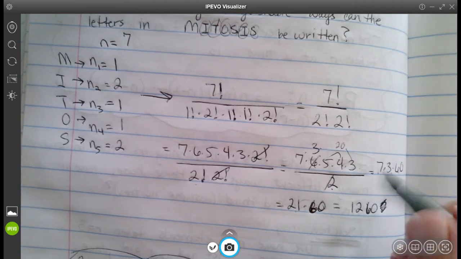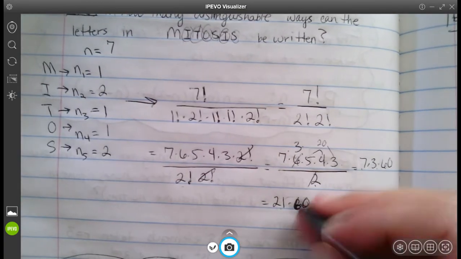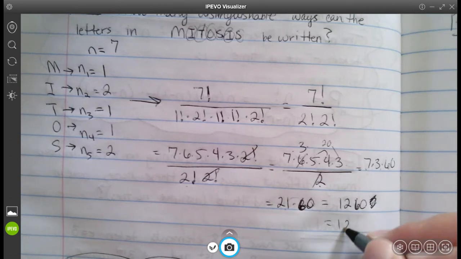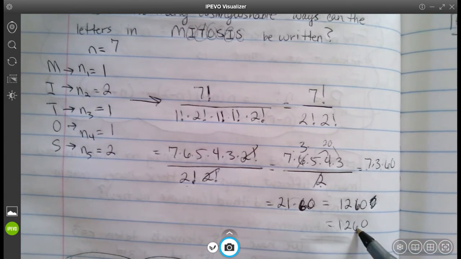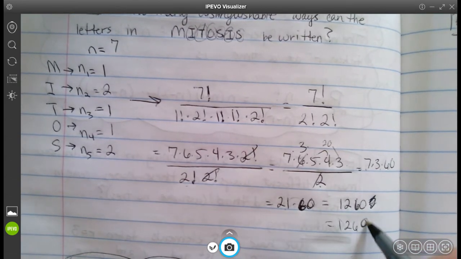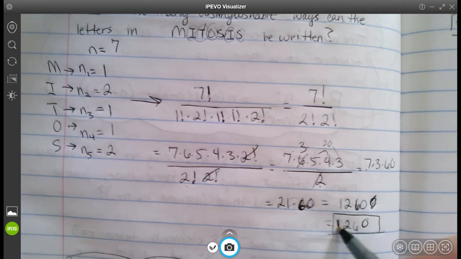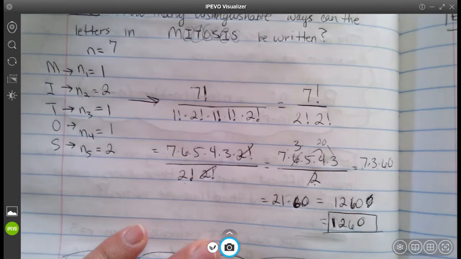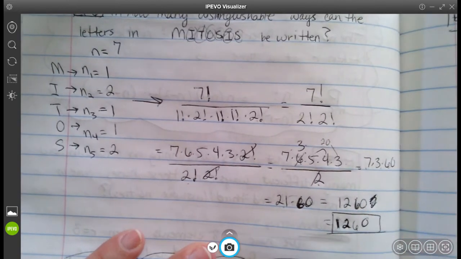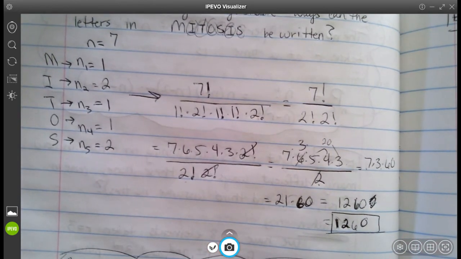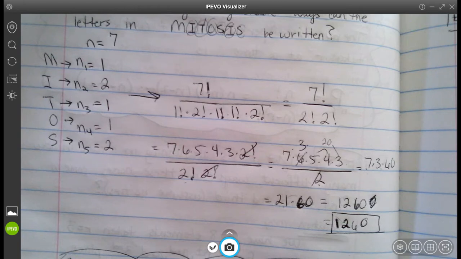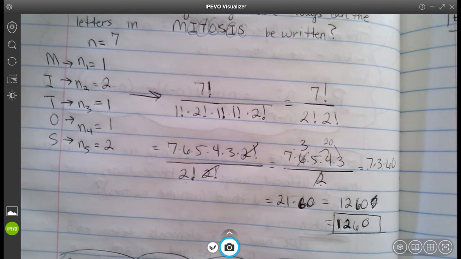Now I'm adding the 0. Okay, ignore my mental math, but you get it. 21 times 60 is 1260. 6 times 1 is 6. 6 times 2 is 12. Put the 0. And there you go. Mental math is not required, by the way. Like I said, your teacher just likes to do that. So there is the answer for this one. There are 1,260 distinguishable ways we can arrange these letters.